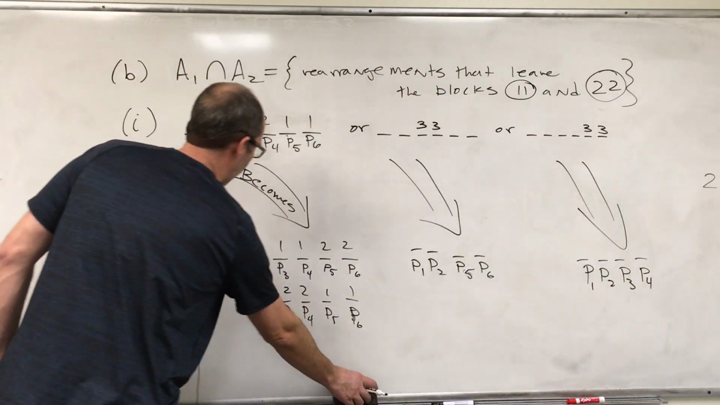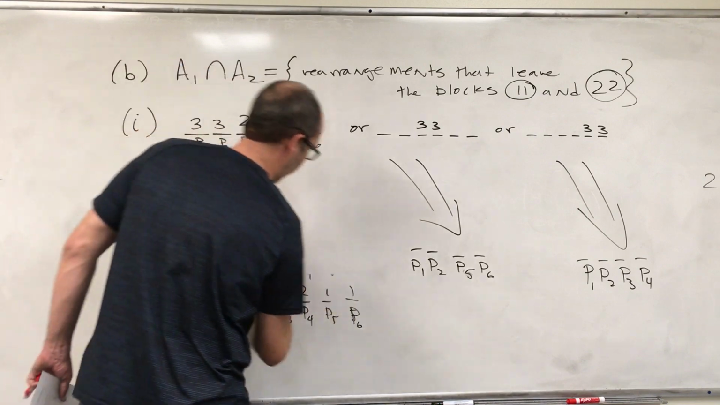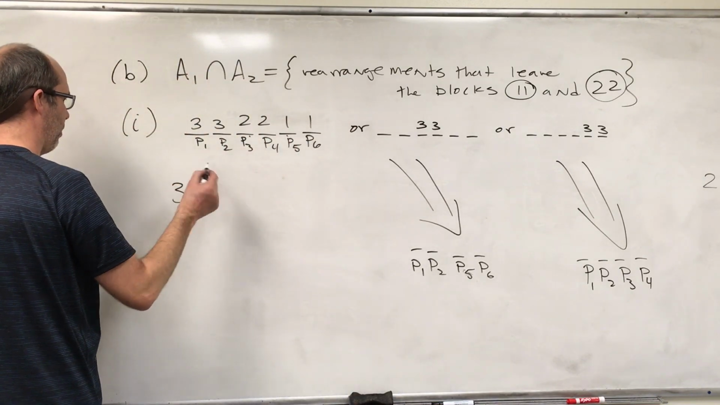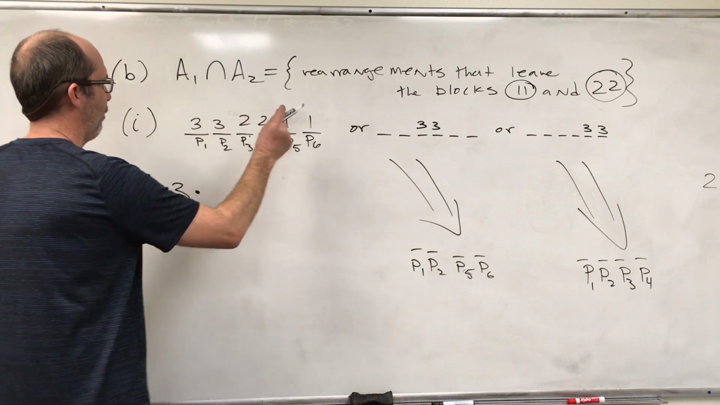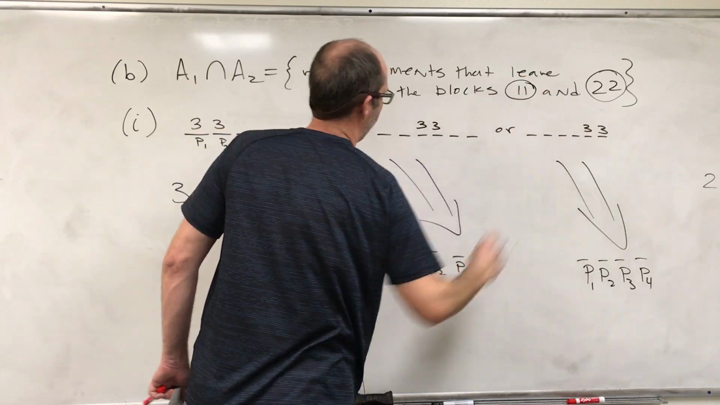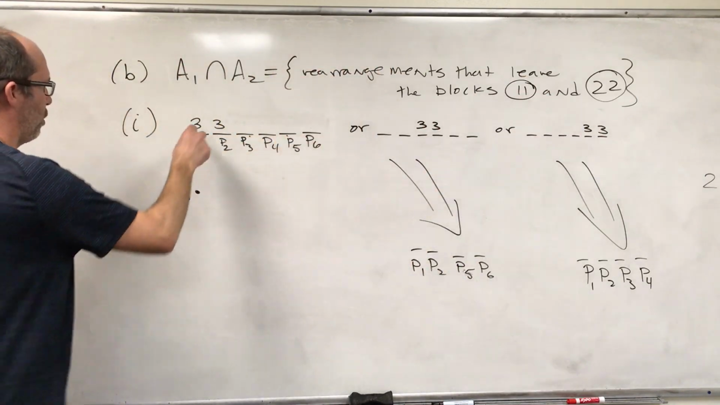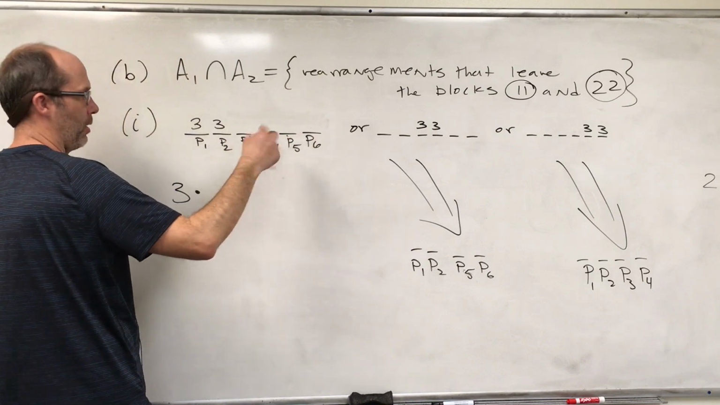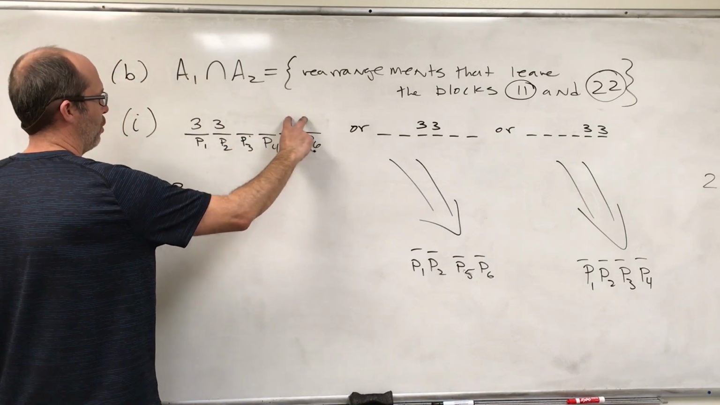So for this first one, the answer is going to be 3, because there are 3 different ways we could put the blocks of 3. And then once we choose which block of 3 we're using, we have 2 places that we could choose for the 2 2s.